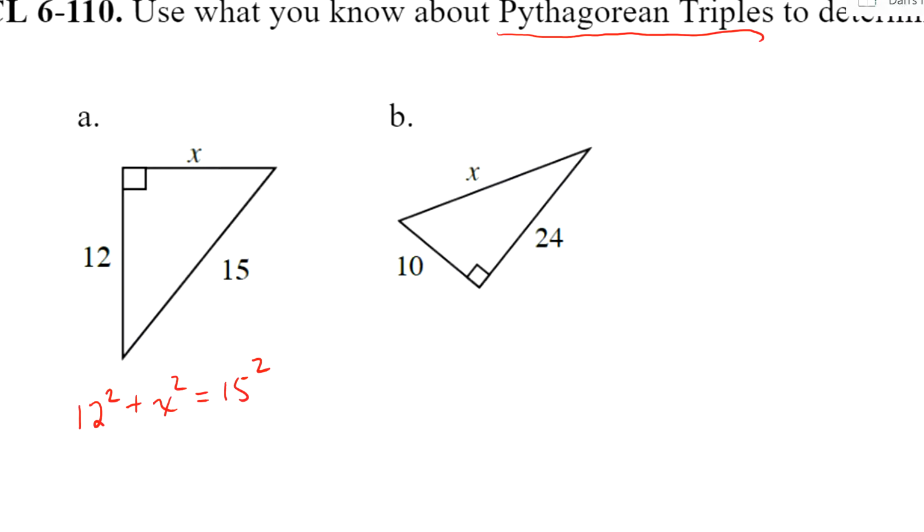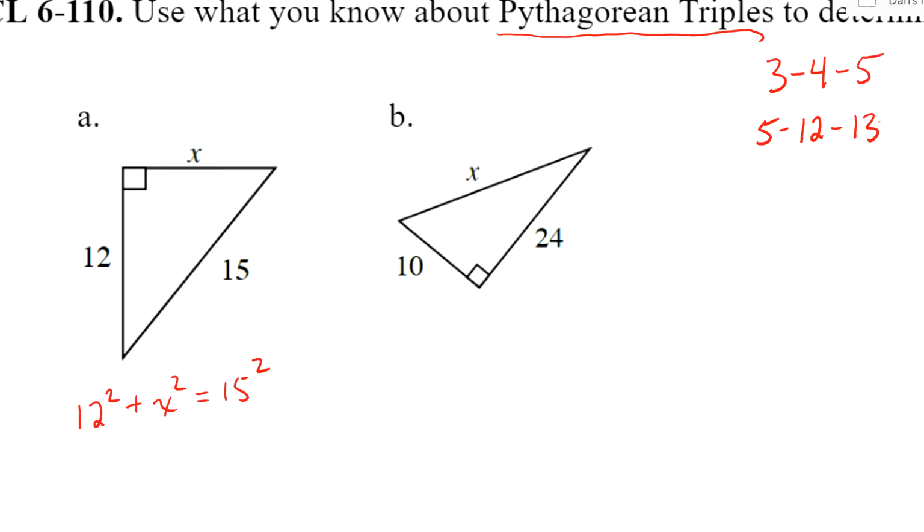Does anybody remember a really basic triple? It was 5, 4, and 3. Yep, 3, 4, 5. 3, 4, 5, and there's one more that comes up a lot, and it starts with a 5. 5, 12, 13. Write those two down. 5, 12, 13, 3, 4, 5. 3, 4, 5 comes up a lot. 5, 12, 13 comes up usually the second most.